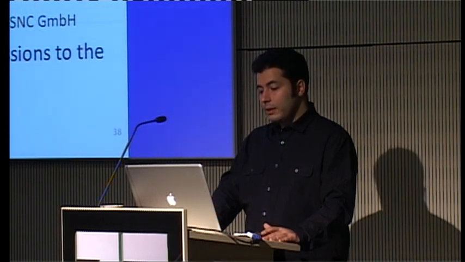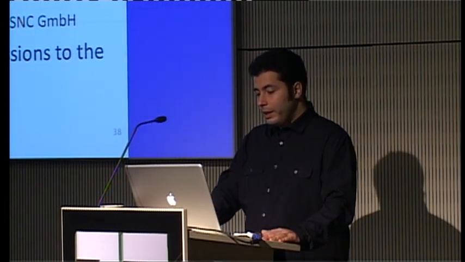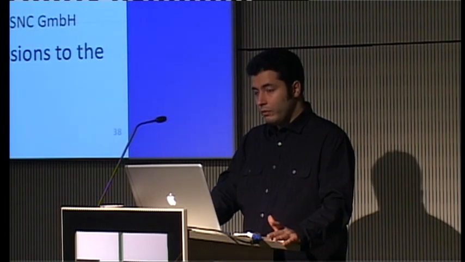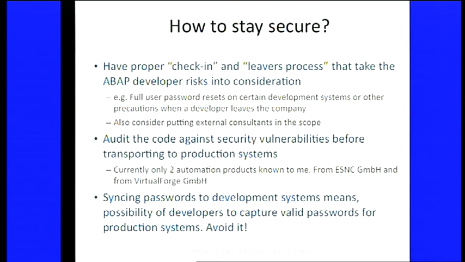I would say analyzing the systems with an ABAP integrity checker is a very good way to detect these kind of manipulations, but there are many products. So the one I know is from Mariano, from Onapsis, and another one is the one that we made at the company. So not much options in that area. And the development systems should never have access to the folders which production systems import these transports and install on their systems, because the developers simply can manipulate them, and then the malicious code jumps to your production system.